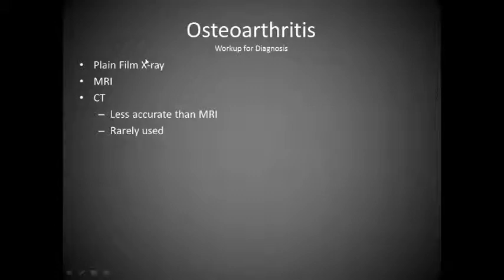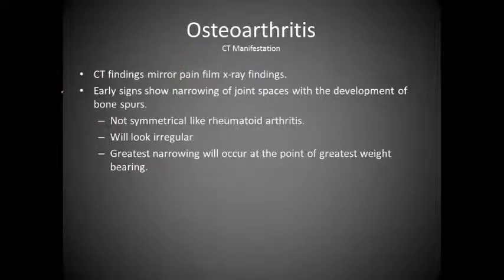Okay, so the workup for diagnosis for osteoarthritis, number one could be plain film X-ray just to see how the joints actually are faring. MRI and CT. We see that CT is less accurate than MRI, and it's actually rarely used because MRI has better differentiation for the soft tissue abnormalities, so MRI would be better and more widely used than CT. However, if you're looking for CT, we find that CT findings mirror plain film X-rays. Early signs show narrowing of joint spaces with the development of bone spurs.